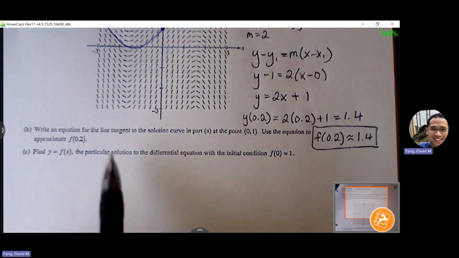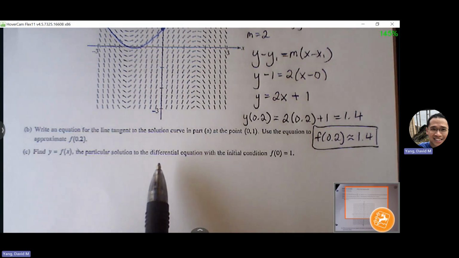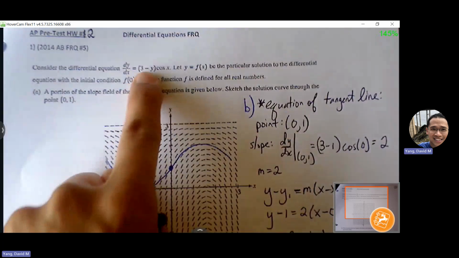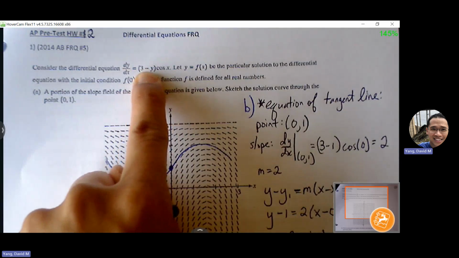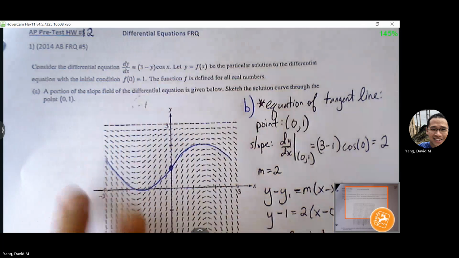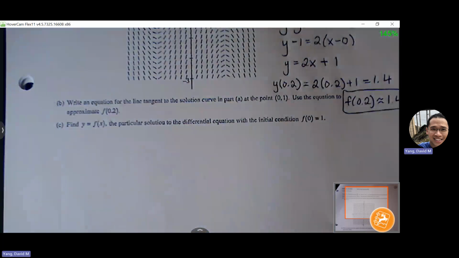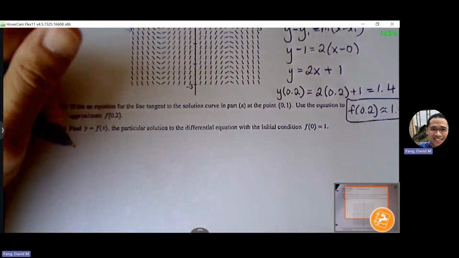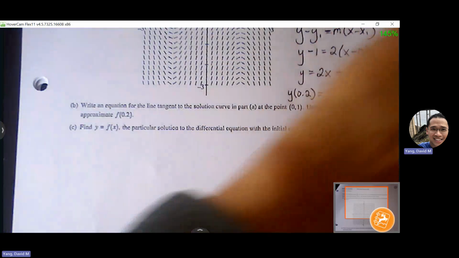Okay, part C, find a particular solution to the differential equation with initial condition (0, 1). So we're going to go through our steps here, right? Get our fractions to show up, cross multiply, separate our variables. x is on the right, y is on the left. See if we can go through those steps. All right, go ahead and try those steps, and I'll follow up with my steps too.